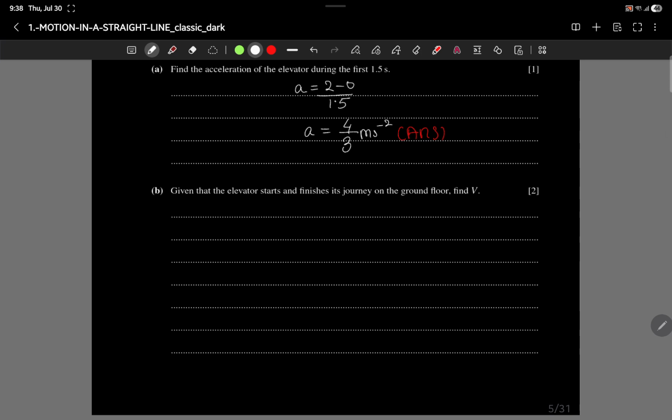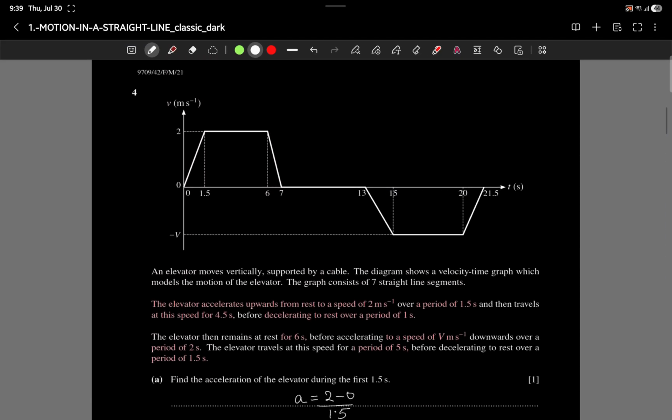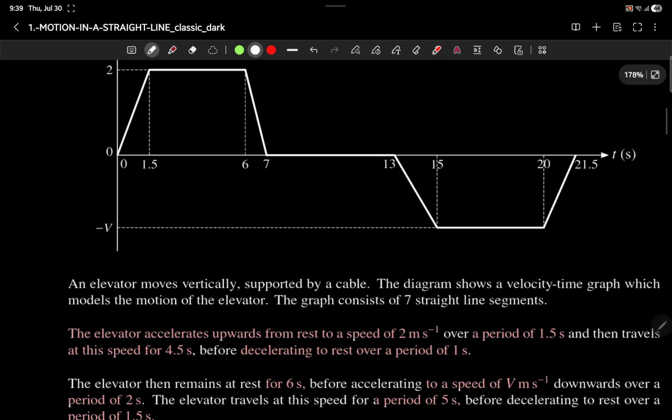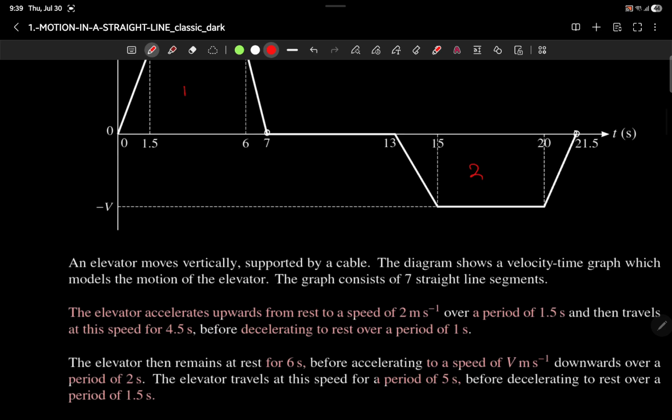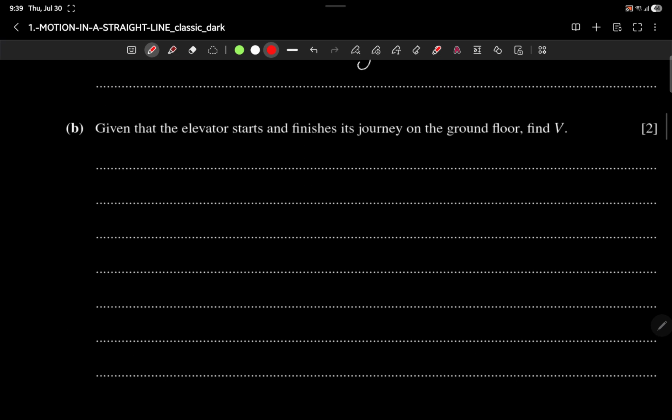Now, question B. Given that the elevator starts and finishes its journey on the ground floor, find v. So what this means is that it starts over here, travels at constant speed and decelerates over here. So it ends one time over here. And then it goes over here again and it ends over here. So these two journeys, 1 and 2, travel the same distances. So this whole distance is equal to this whole distance. That's what this question is saying.